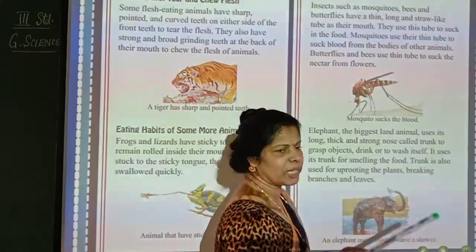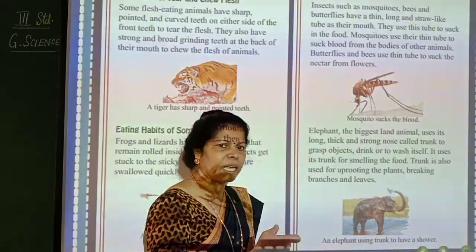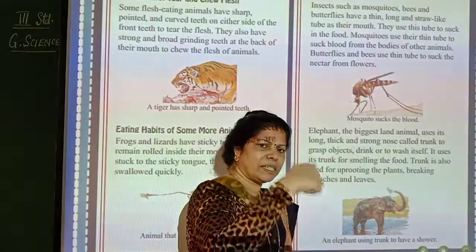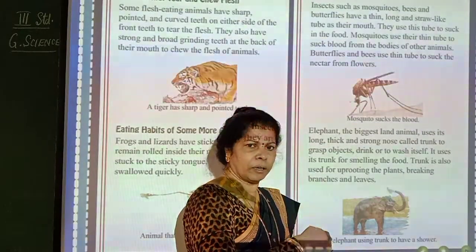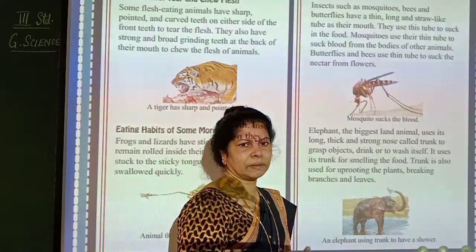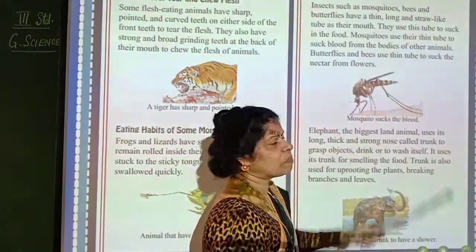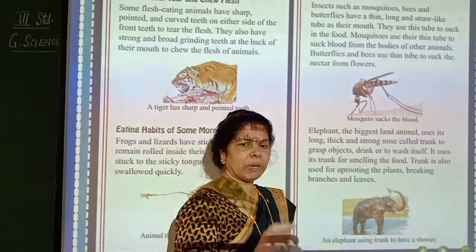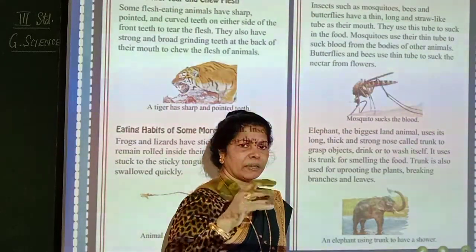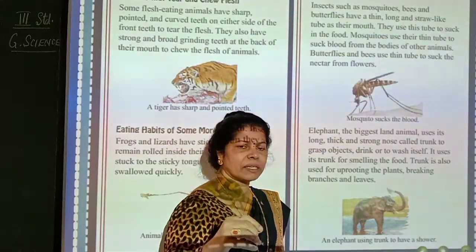So mosquito, what do they do? See, there is a tube-like structure there. With that, they sit on your skin and pierce this tube into your skin. Then what happens? They start sucking the blood. Now for example, a butterfly. If you see, a butterfly sits on flowers. Have you seen? Beautiful flowers. Butterflies are also beautiful, and it sits on the flowers. What does it do?